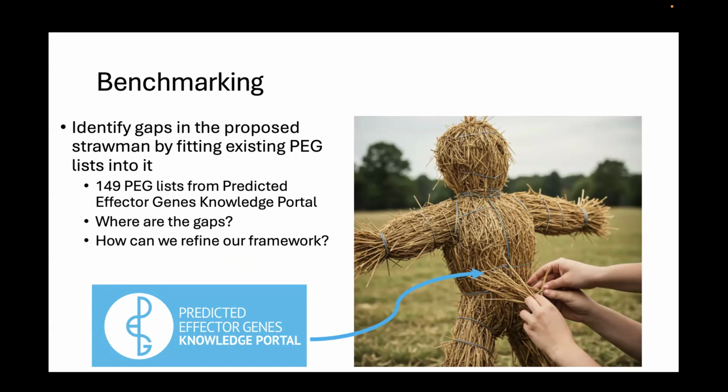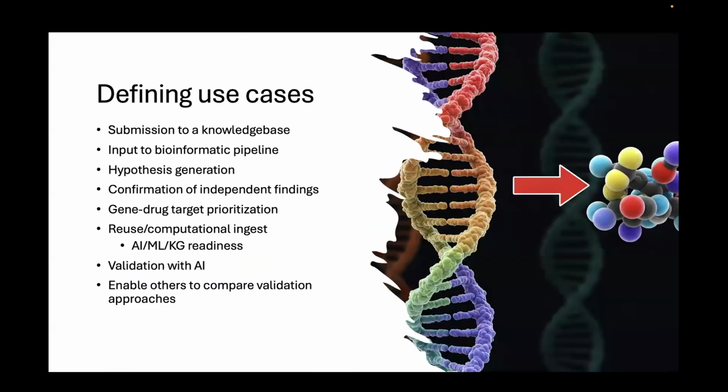Is it not? And do we need to take a step back? A second thing we've talked about doing is defining the use cases and building out the standards according to those use cases. So some of these use cases include individuals who want to submit to a knowledge base, provide input to bioinformatic pipelines, generate hypotheses, confirm independent findings, prioritize gene drug targets.